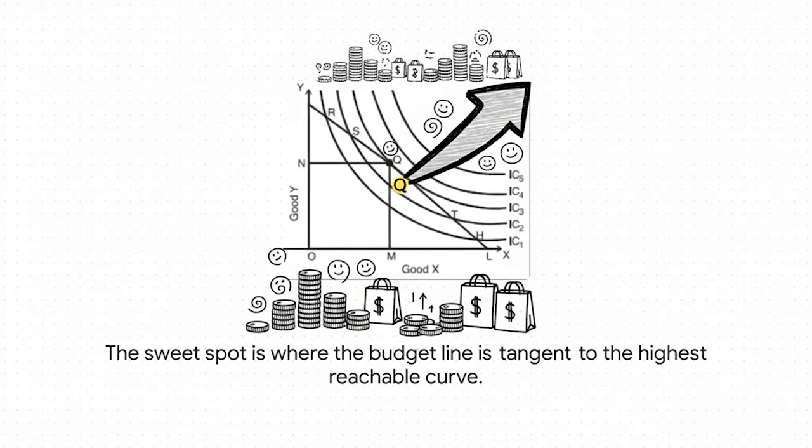And there it is, the solution. The consumer's sweet spot is right where the budget line just gently touches the highest possible happiness curve it can reach. See, any curve higher than IC2, like IC3, is completely unaffordable. And any point on a lower curve, like IC1, sure, it's affordable, but you could do better. You'd be leaving happiness on the table. So that single point of contact, that's the equilibrium. It's the absolute most happiness you can get for your money.